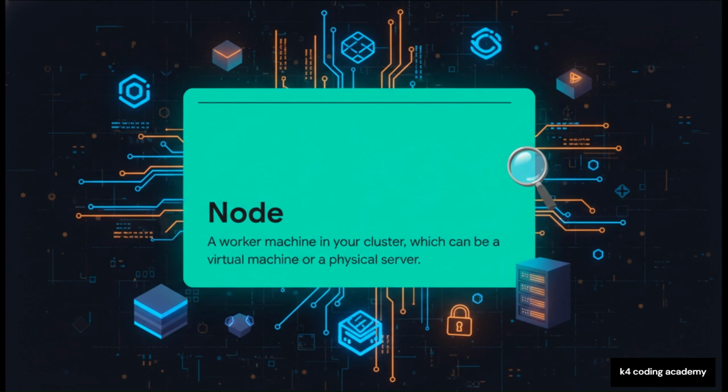This could be a virtual machine in the cloud, like an EC2 instance on AWS, or it could be a physical server humming away in a data center. It's the actual machine providing the CPU and memory where your apps do their thing.